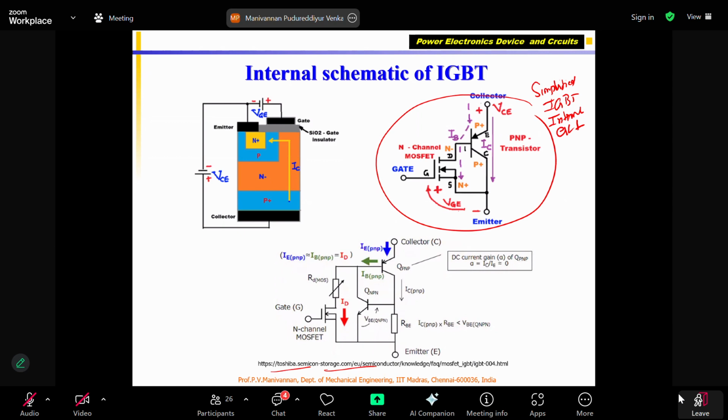Please notice, Toshiba is a semiconductor company. Toshiba makes chips, many TVs, computers. Also, they have a semiconductor division where they are manufacturing IGBTs and selling them. From the website, I got it. This is a detailed IGBT internal circuit.